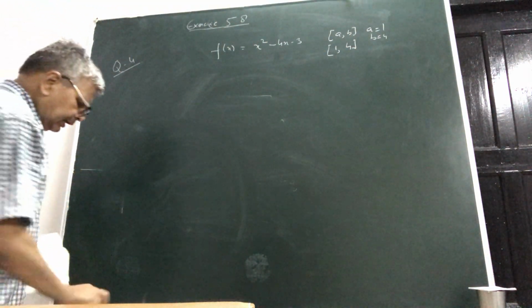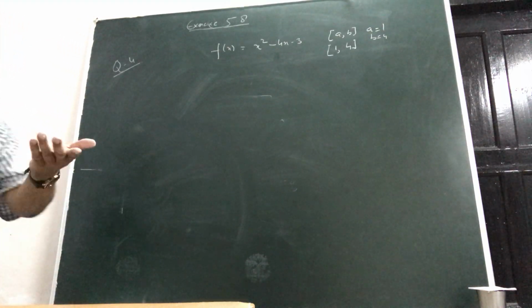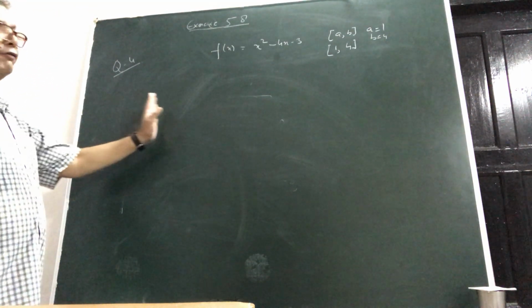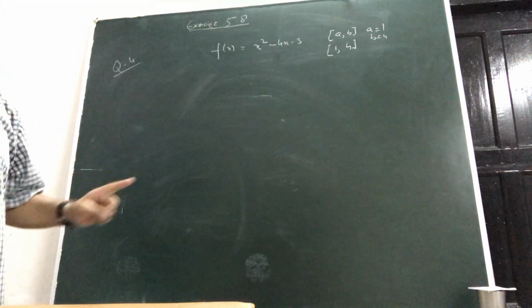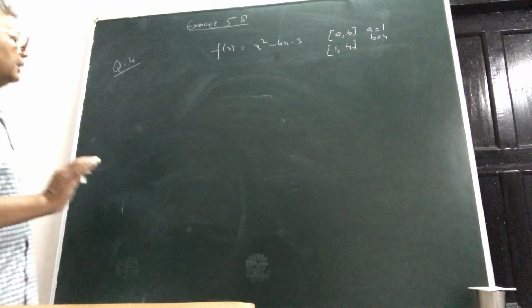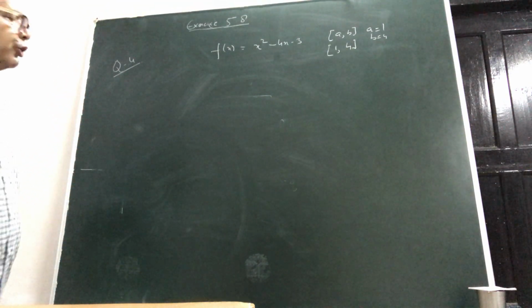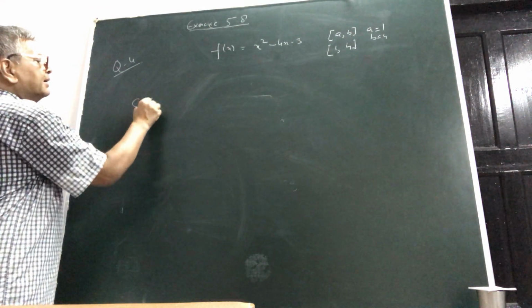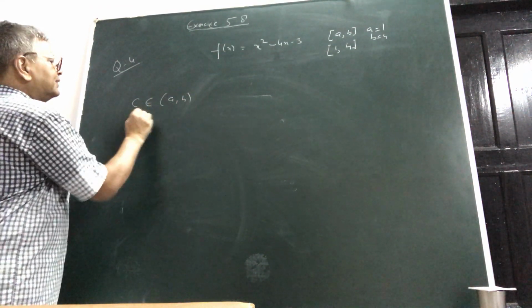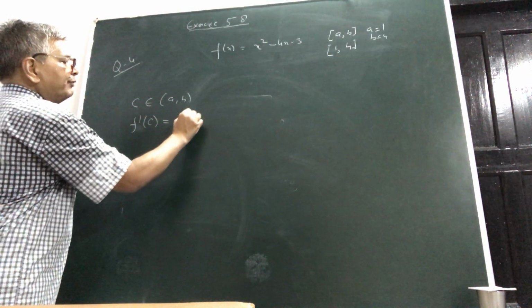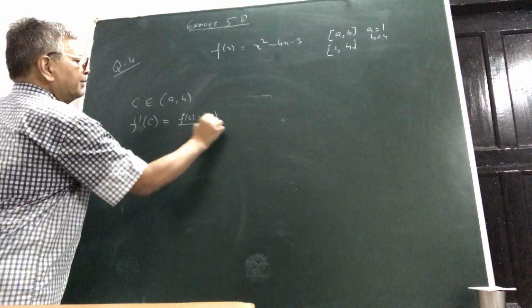Mean value theorem. Once again, let us visit the statement. It says that if a function is continuous in a closed interval a to b and differentiable in the open interval a to b, only two conditions required, then there exists a c belonging to the open interval a b such that the derivative there, f dash c, is equal to f(b) minus f(a) upon b minus a.